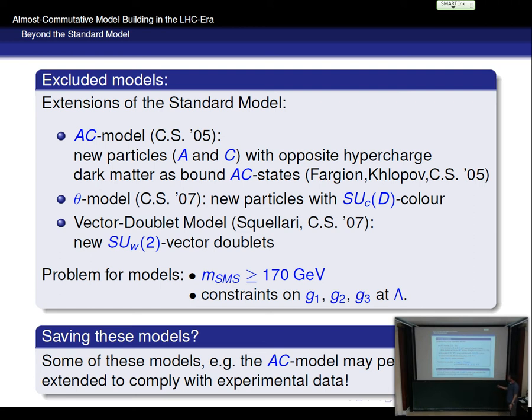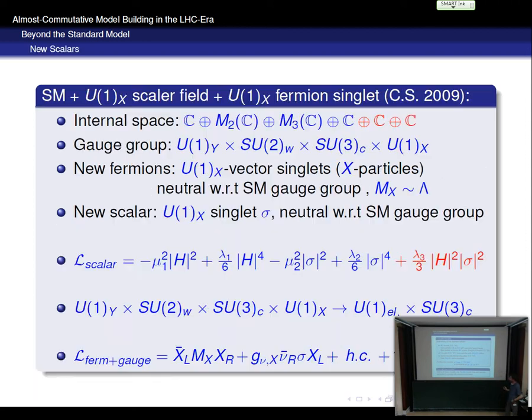Then we built another thing with new vector coupling to the SU2 subgroup of the standard model, and they were already known as vector doublet models. The problem is all of them have Higgs masses greater or equal to 170 GeV, so that's that. And they can, in general, not fulfill these constraints on G1, G2, and G3. So even if you get U1 in it, it just doesn't work. This model here may perhaps be saved. I would have some hope that one can save this model by enlarging it a little bit, but it's difficult to play around with it.